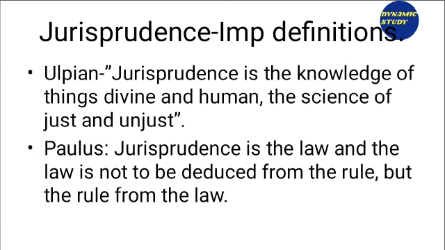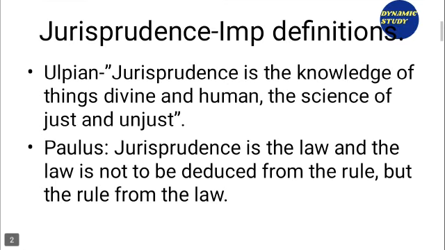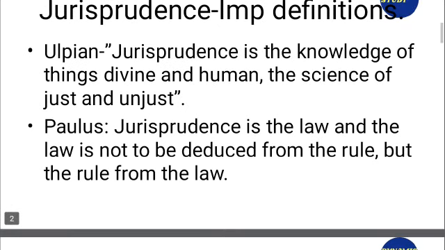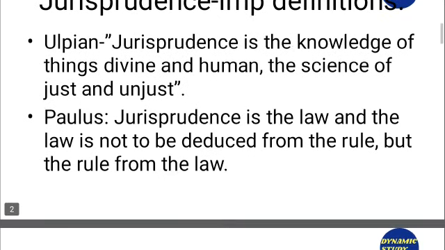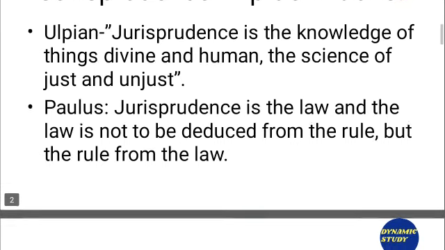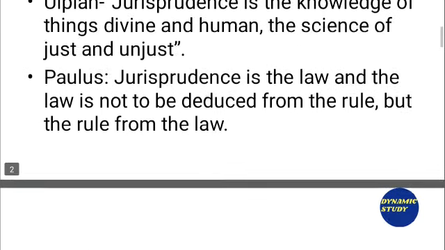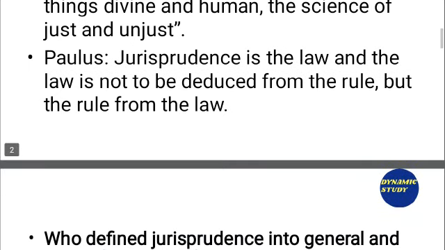Now, according to Wolffian and Paulus, the jurists who evolved in the 16th and 17th century, they perceived the jurisprudence concept as an attribution of the divinity, and they also attached a morality aspect to the law. That's why we see the aspect of the science of just and unjust.